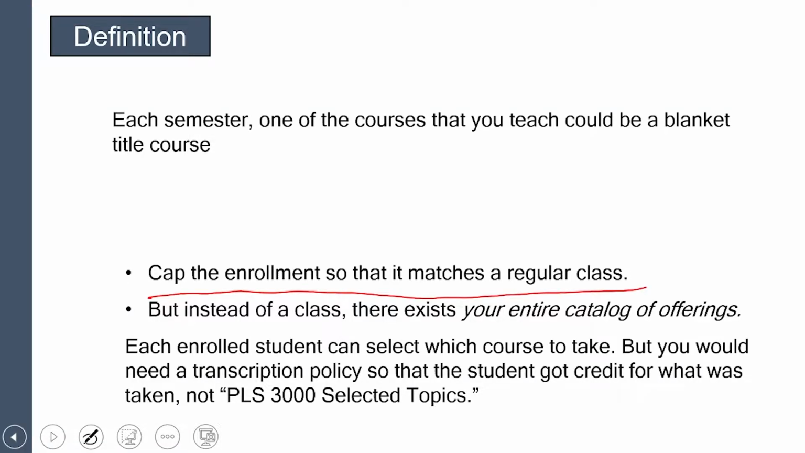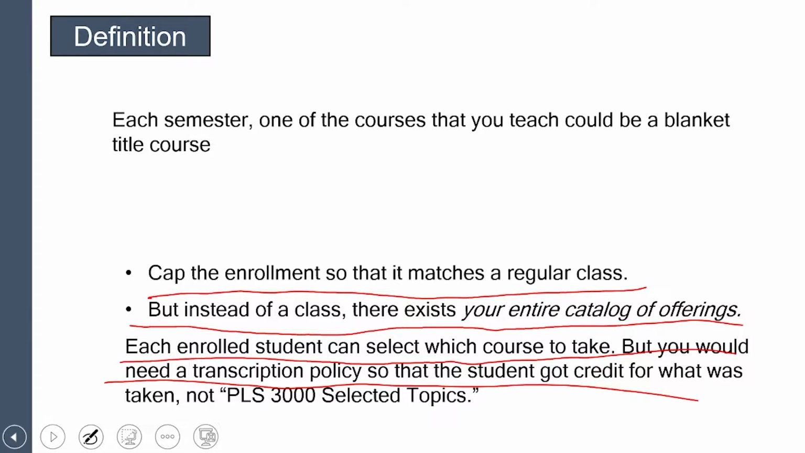I call it a hub class. It's a suitcase class. Now, the difficulty would be in transcription. If a student registered for that hub, what are they going to get credit for on the transcript? There'd have to be a transcription policy where they could get credit for whatever they took, the presidency, the Supreme Court, whatever they went all the way through. You'd have this online system set up, they're watching the video content and it's working out for them. So you would cap the enrollment so that it matches a regular class, but instead of a class, you're offering your entire catalog. Each student could then select a course to take, but you would need a transcription policy.